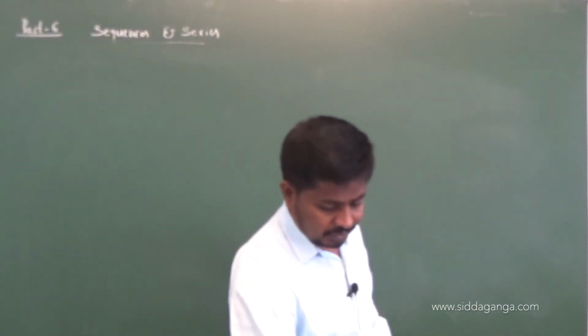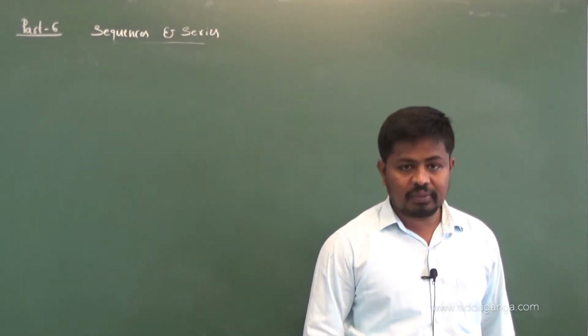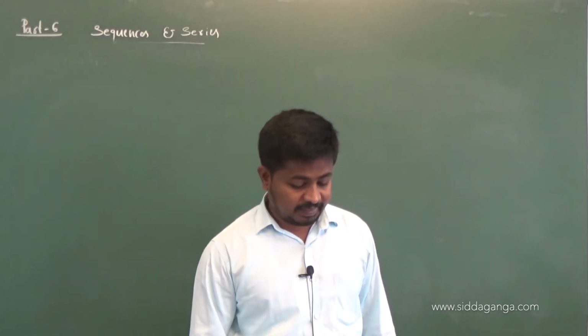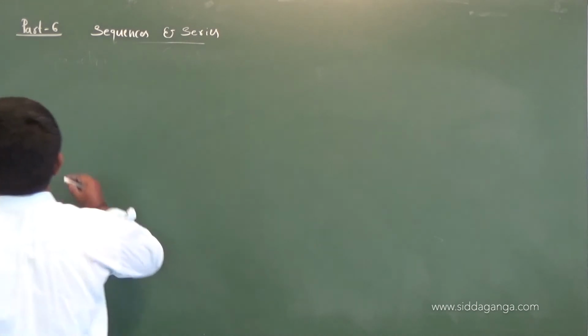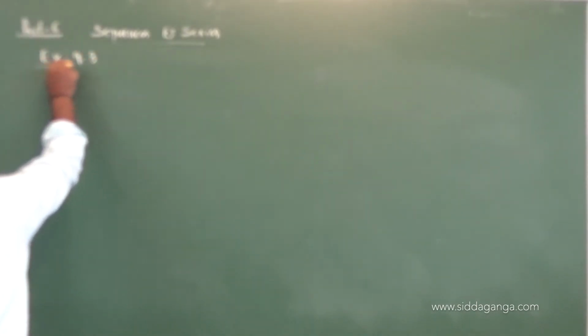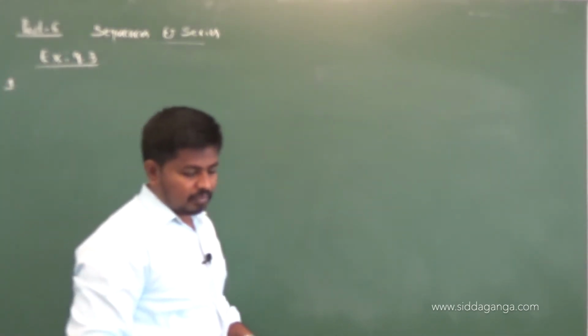Okay. This is about the relation between geometric mean and arithmetic mean. Now let me move on to exercise 9.3. Let me discuss some problems related to GP. Let me write the first problem.